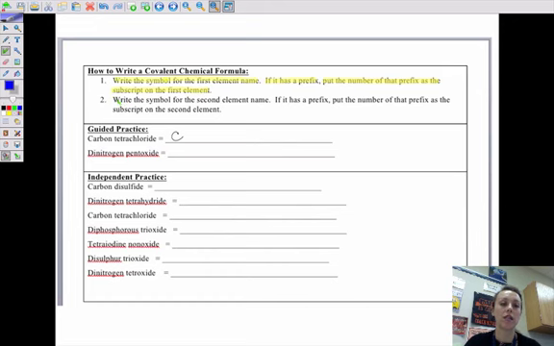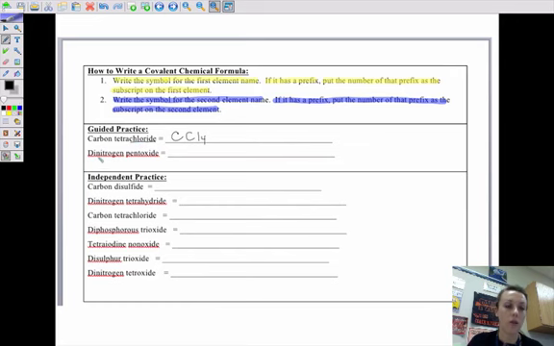The second rule is write the symbol of the second element name, and if it has a prefix, put the number of that prefix as subscript on the second element. So tetrachloride, so looking at this part, chloride is like chlorine, so Cl, and tetra is the prefix for 4, so I put the 4 after the Cl. So CCl4 is the chemical formula for carbon tetrachloride.